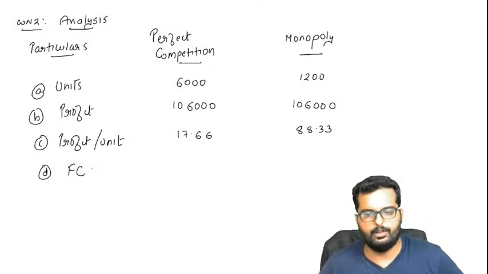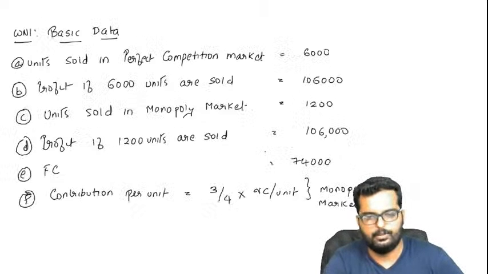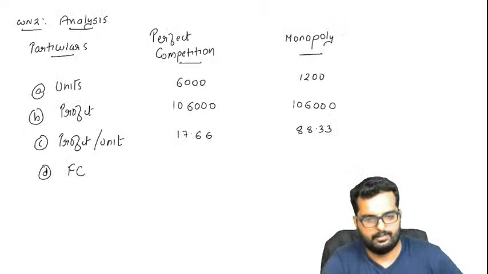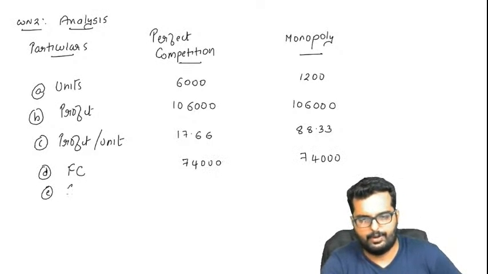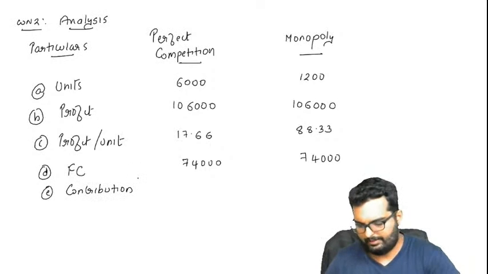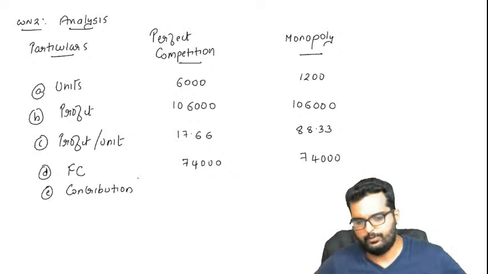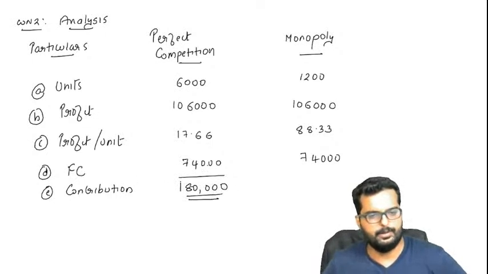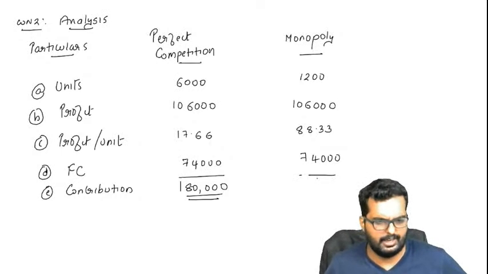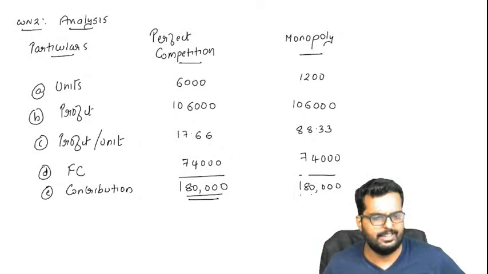Have they also given the fixed cost over there? How much is the fixed cost given? Is it given as 74,000? From this, can I find out the contribution by doing a backward working? So what is 1,06,000 plus 74,000? Do I get the answer as 1,80,000 over here? And here also I'll get the answer as 1,80,000.